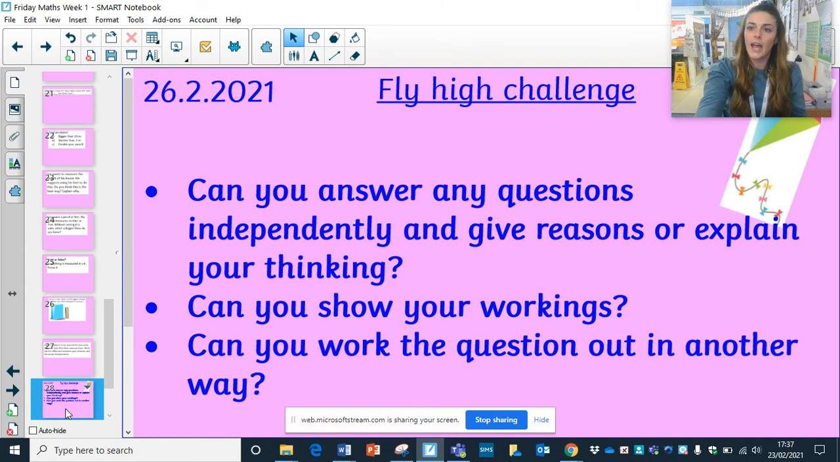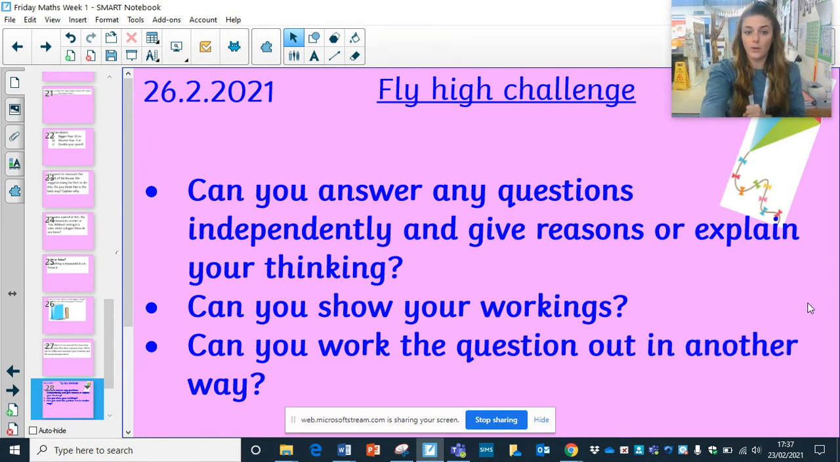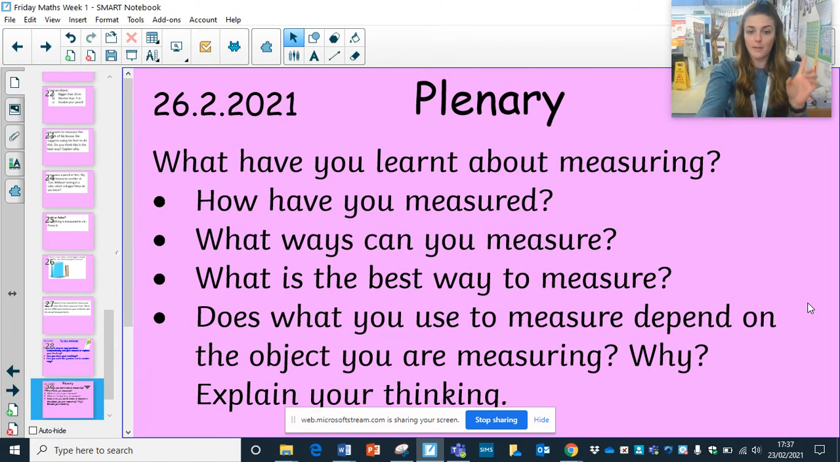How close were you? And your fly high challenge, this is the last bit. Can you answer any questions independently and then give reasons or explain your thinking? If you can give reasons or explain your thinking, then that's a fly high. So well done, you. Can you show your workings? Show how you've worked out the question. And is there another way you can work the question out? Have a try. And then once you have done that, there is a plenary with some questions just to check your understanding from this week's learning.